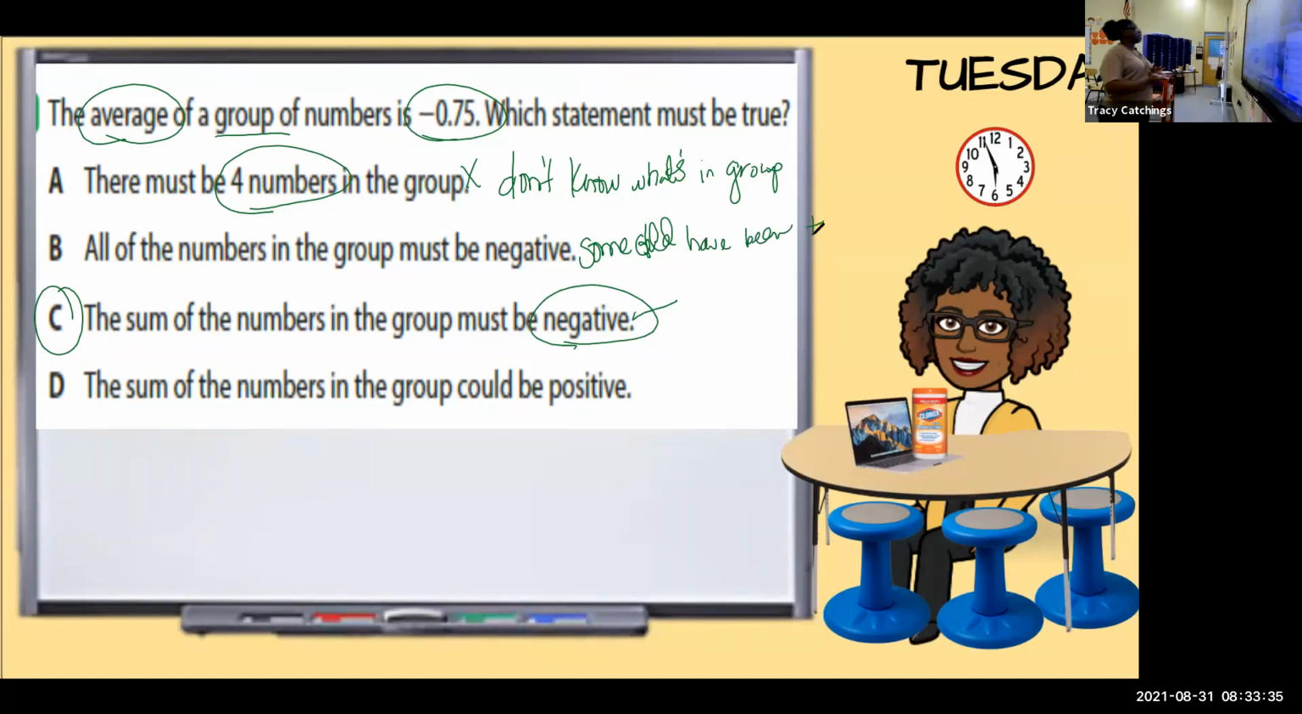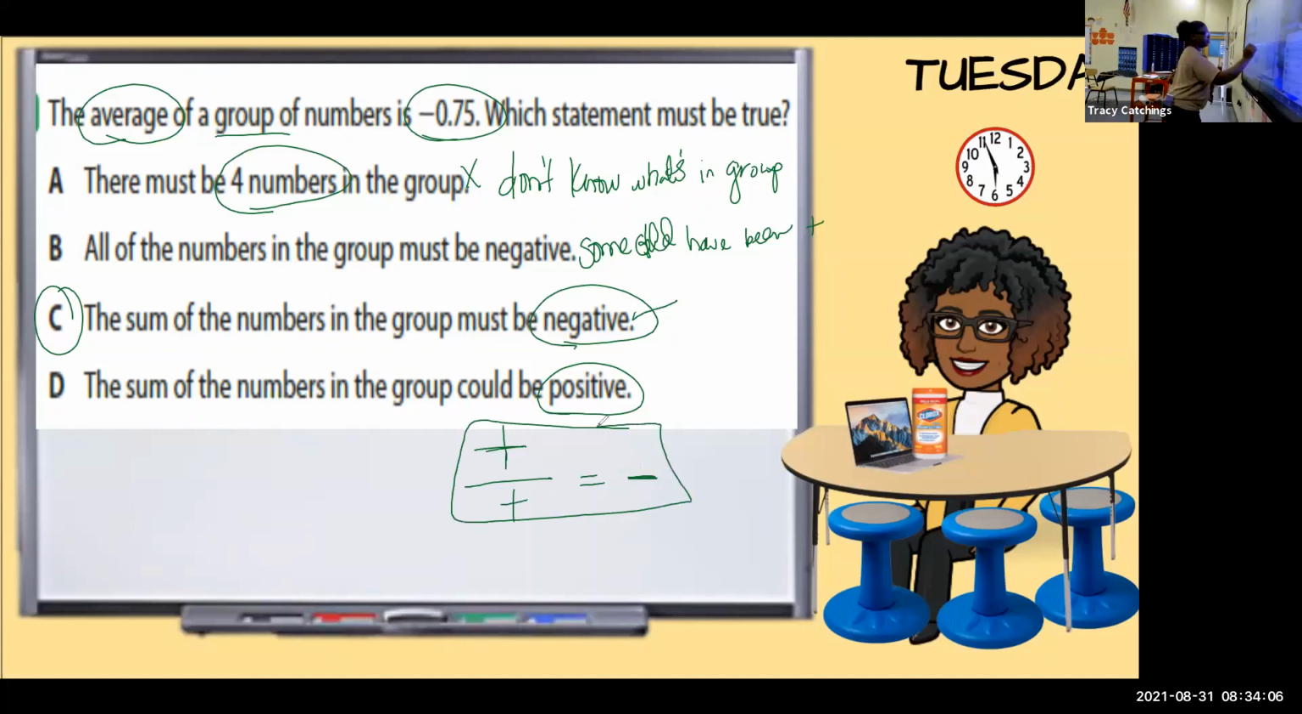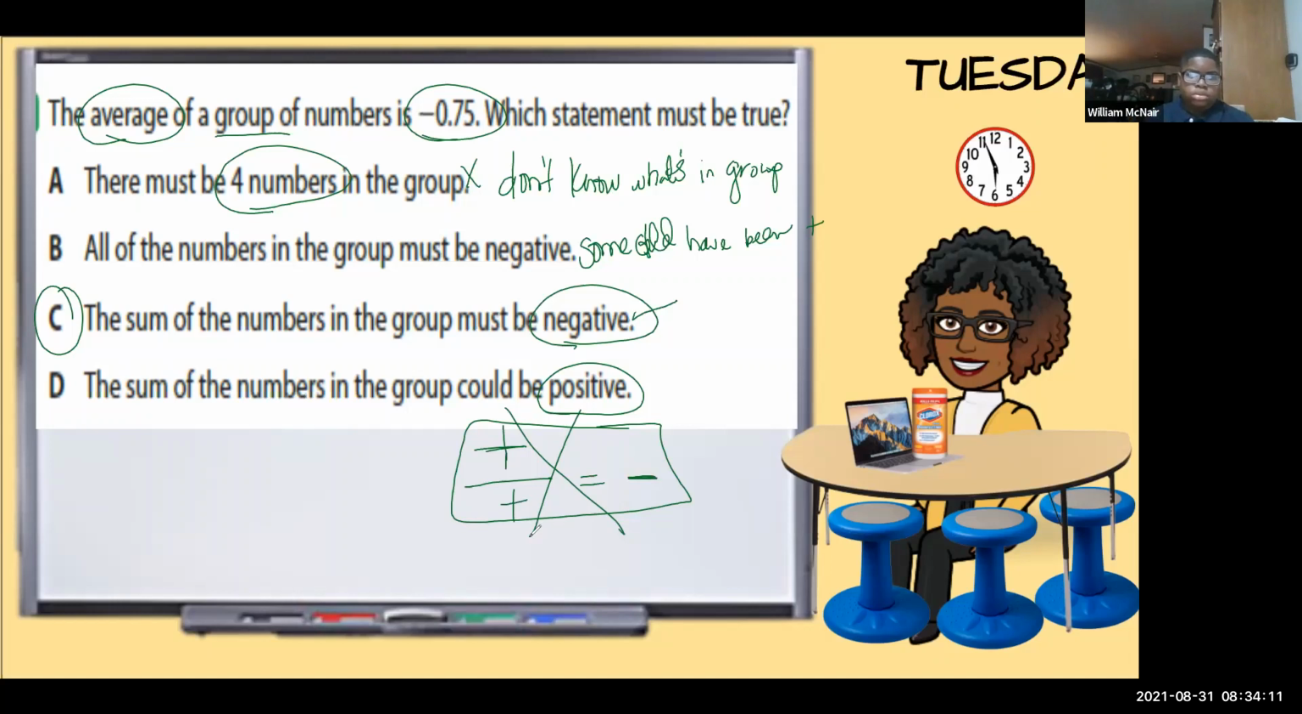All right, and then D said the sum of the numbers in the group had to be positive. So if the sum was positive and then we divided by a positive number, would that answer be negative? Yeah. So I found the average, I added it up and divided by a positive number. That answer would be negative? No. Okay, yes, that's a no. Somebody said yes earlier. That would be a no. So D would not be it. C is the correct answer.